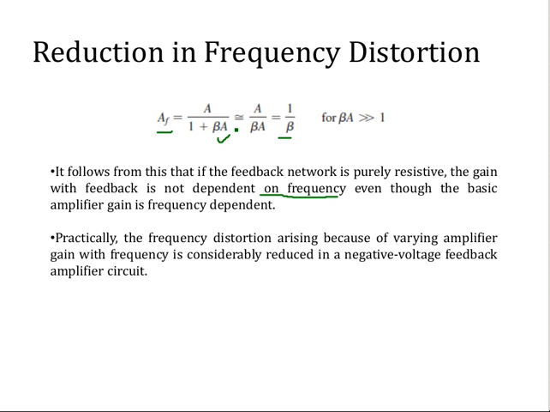So even if the basic amplifier with gain A is dependent on frequency, with the feedback you can make it independent of frequency. So practically the frequency distortion arising because of varying amplifier gain with frequency is considerably reduced in a negative voltage feedback amplifier circuit.